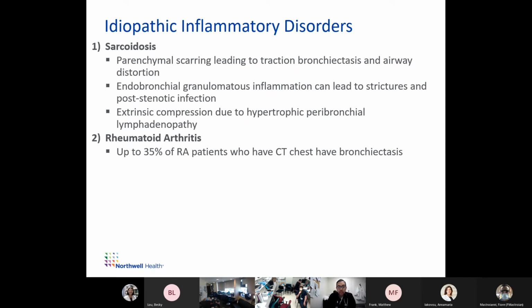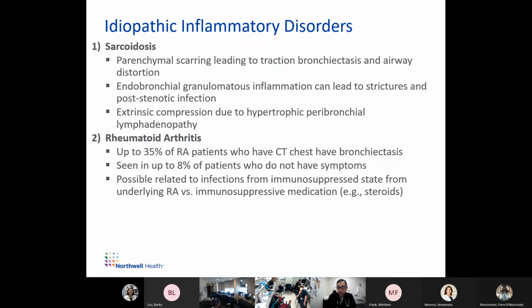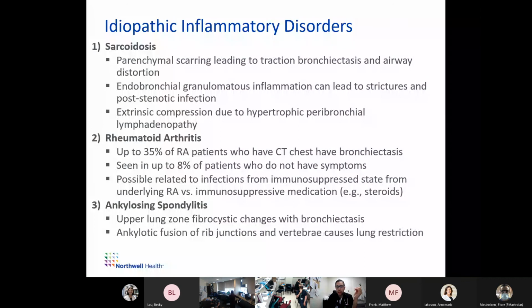bronchiectasis. Up to 35% of rheumatoid arthritis patients who have a CT chest will have bronchiectasis. In fact, up to 50% of patients who are diagnosed with rheumatoid arthritis who have bronchiectasis will have had the bronchiectasis prior to being diagnosed with RA. And the etiology is either related from the immunosuppressed state from the RA or from the immunosuppressed medications. Ankylosing spondylitis is usually an upper lobe predominance with associated lung restriction associated with MAC.